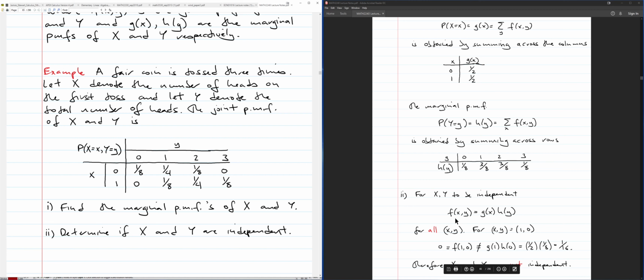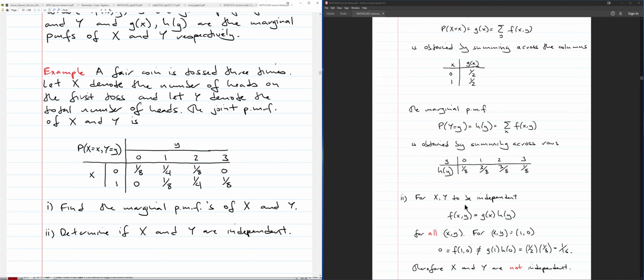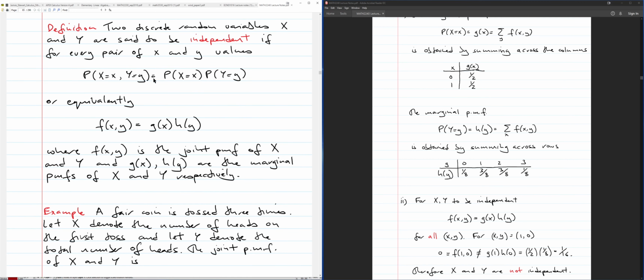So what that says is that I found a pair of values x and y such that this statement doesn't hold. And this statement is just the same as saying the joint PMF is equal to the product of the marginals. For x equal to 1 and y equal to 0, this statement doesn't hold. Because I found one counterexample, the entire thing doesn't work. So what that means is that x and y are not independent random variables.